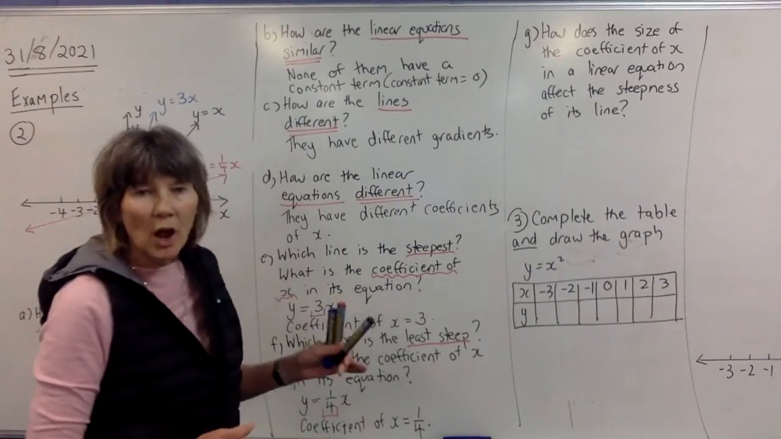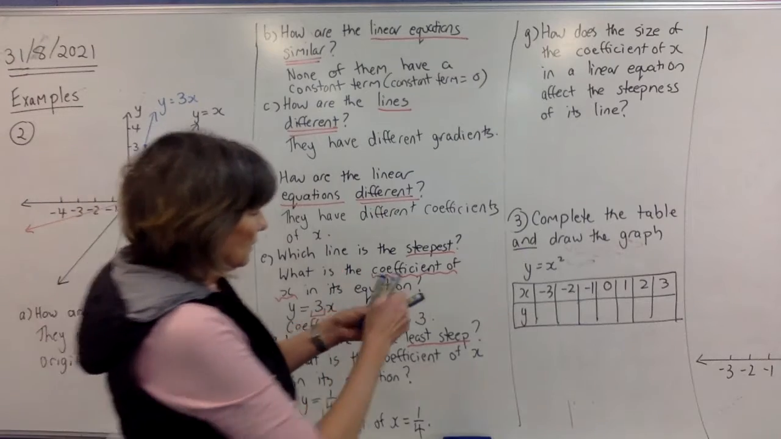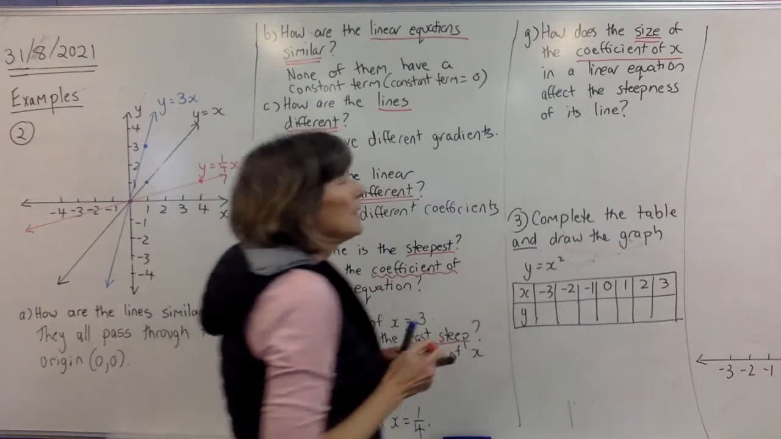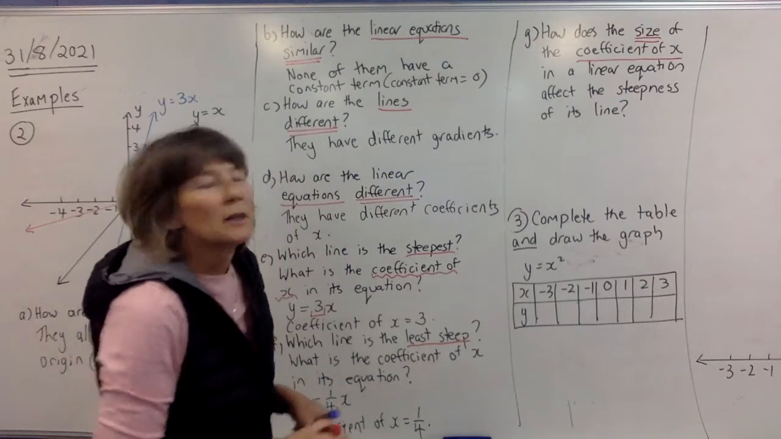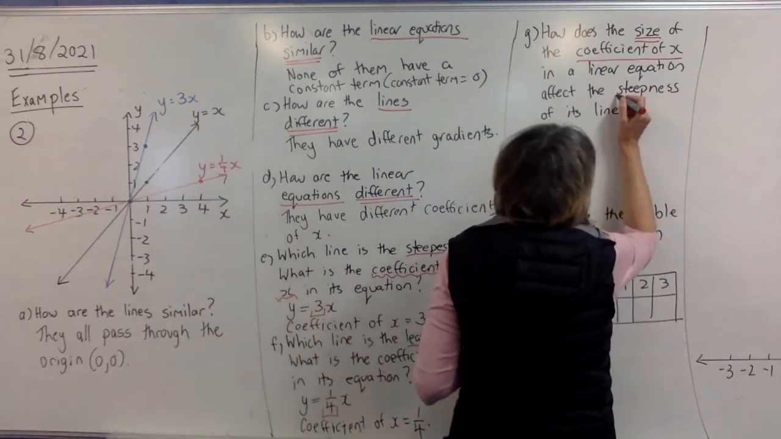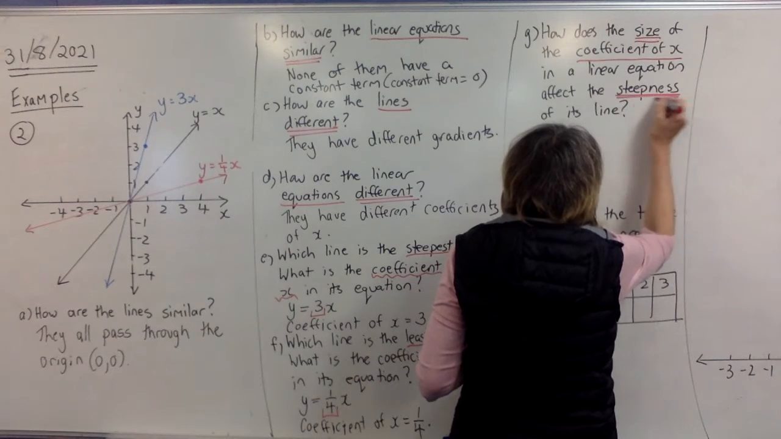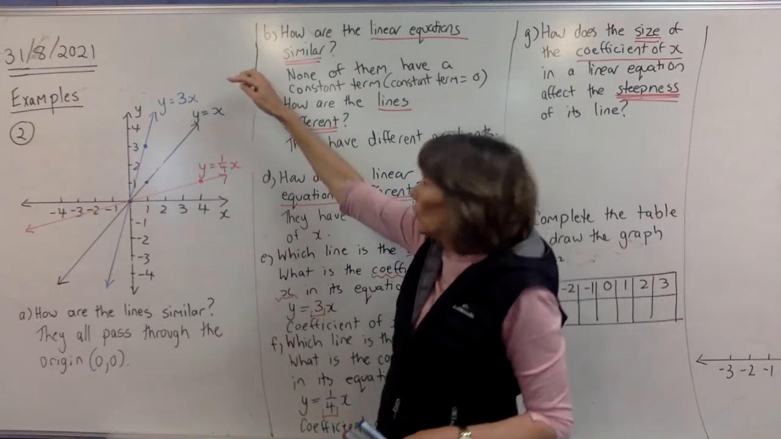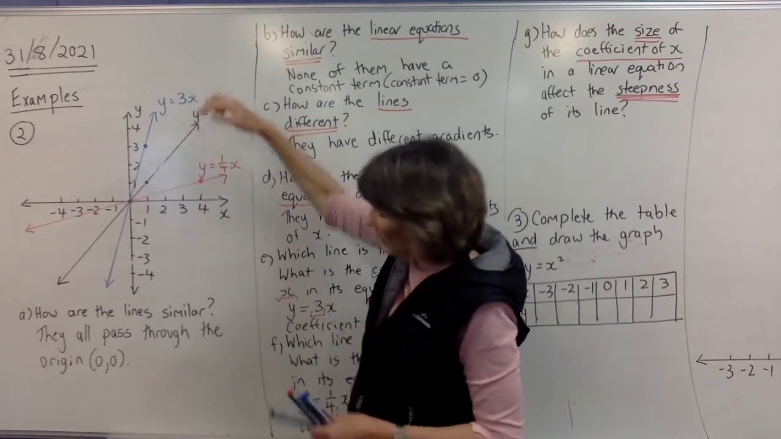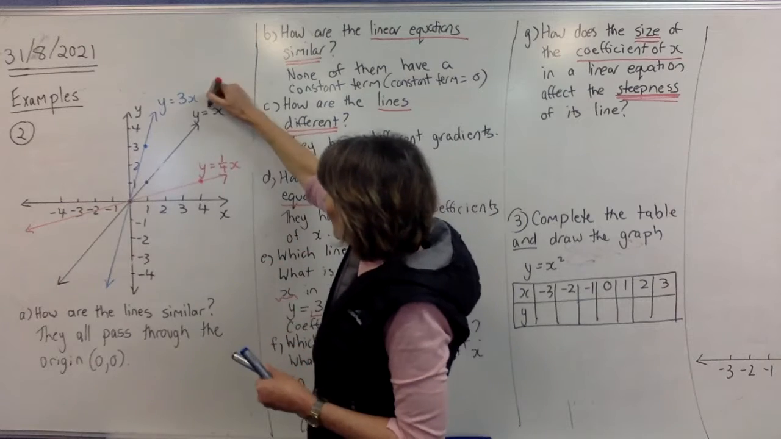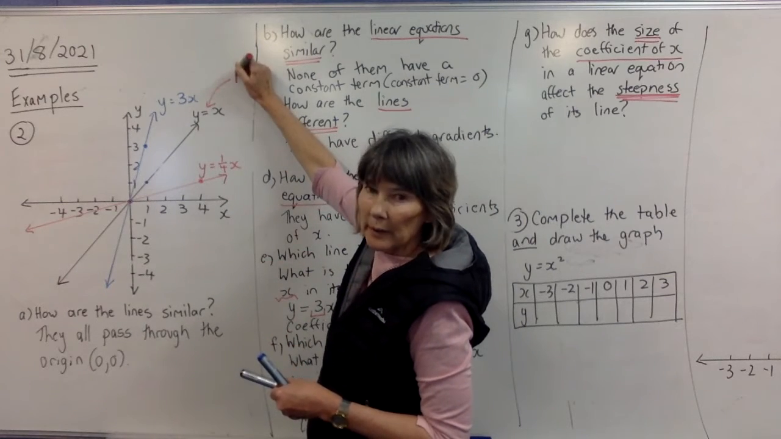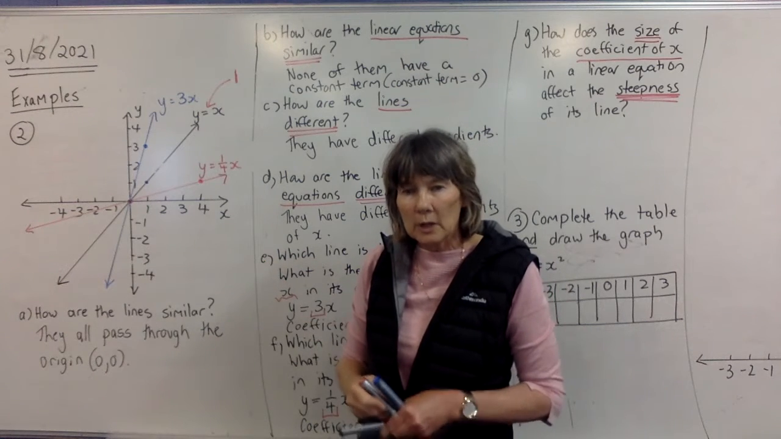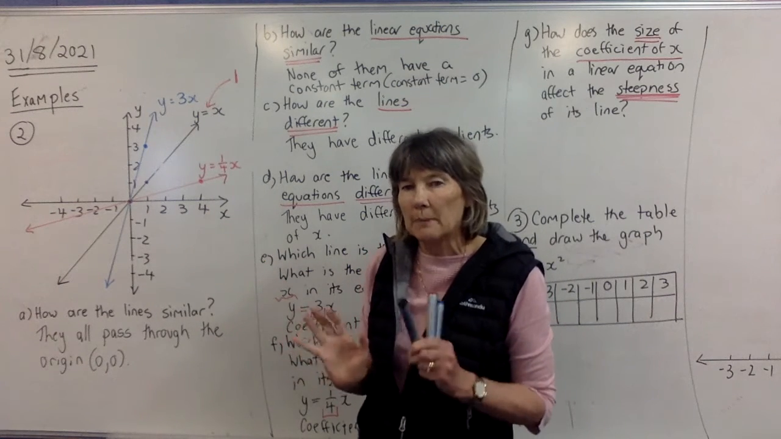How does the size of the coefficient of x in a linear equation affect the steepness of the line? All right, so think back here. Look at the coefficient of x. 3, this one would be, that would be a 1 in there, wouldn't it? So 3, a 1 and a quarter. How does that number affect how steep the line is?